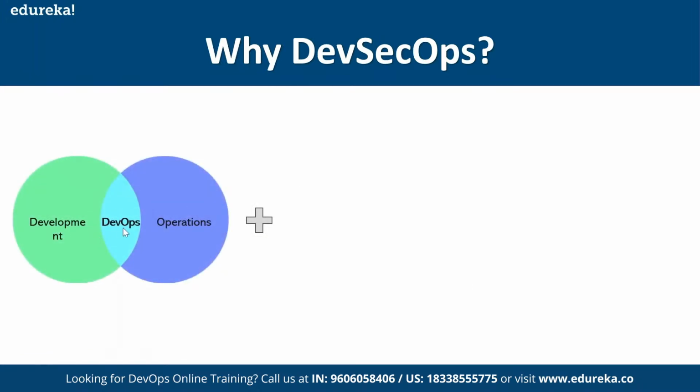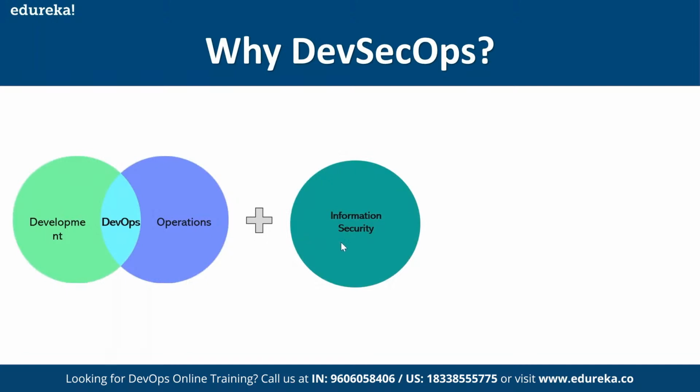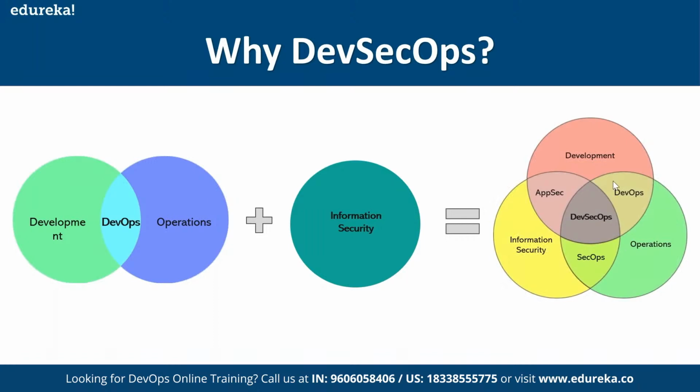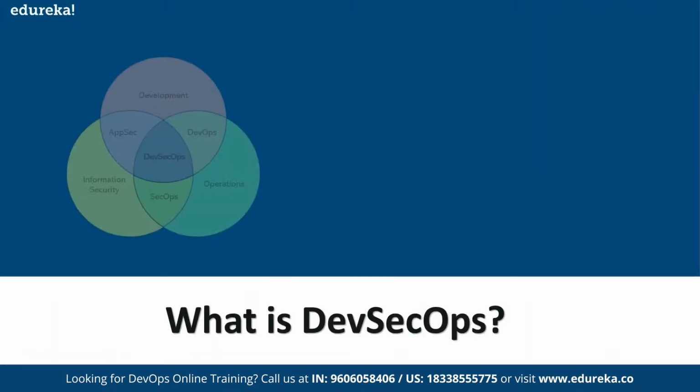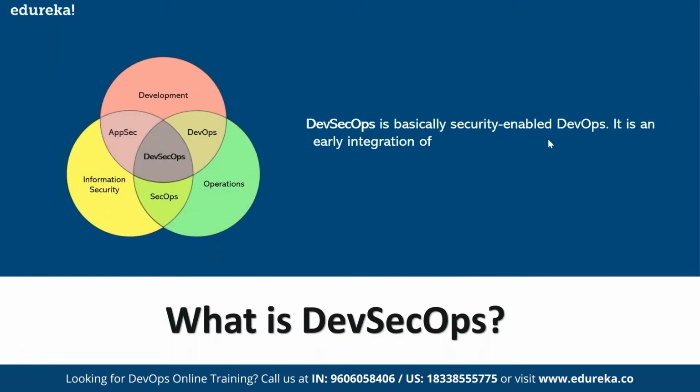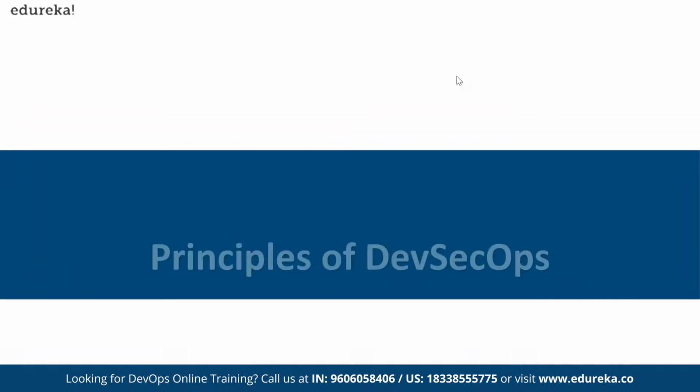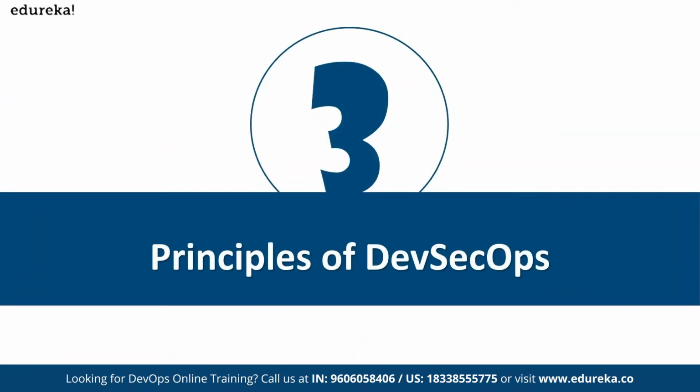So development, DevOps, operation. DevOps plus information security is getting into it, and then it has become DevSecOps. We have just discussed all these points. When security is getting added, it has become DevSecOps. Now, what is DevSecOps? DevSecOps is basically security enabled in DevOps. It's an early integration of secure culture, tools and practices. So it's nothing, guys. When you are adding security into DevOps, it's DevSecOps.